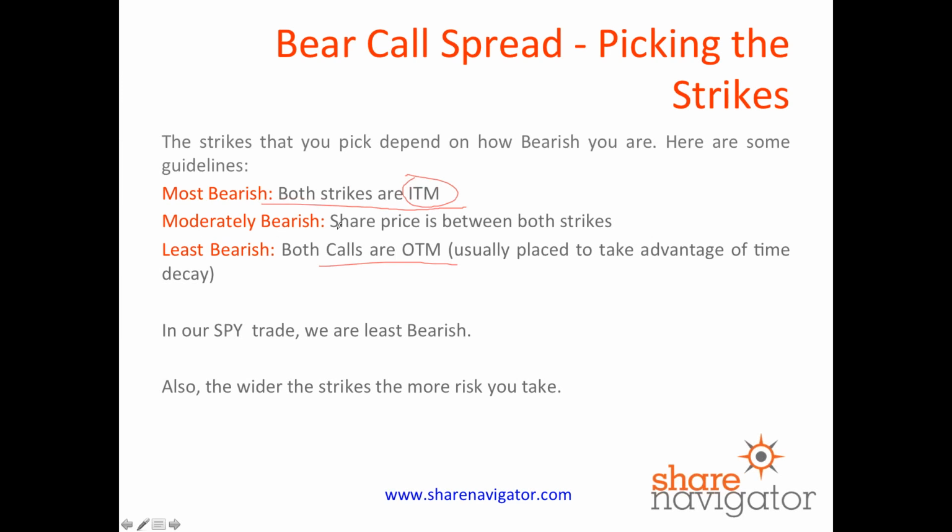Somewhere in the middle is moderately bearish. So this is where you're picking a strike price which is in the money and out of the money. So the share price is stuck in between the two. We would recommend that you go on the least bearish route and use out of the money calls. For our SPY trade, we were least bearish. Now, another thing to note as well, the wider the strikes you place, the more risk you take. So we placed a $1 wide strike on SPY, but we could have picked a $3 or a $4 strike. Now, if the share price moves against us and we've picked a wider strike, obviously our losses are going to be greater. So the wider the strikes you pick, obviously the more risk you're taking as well.